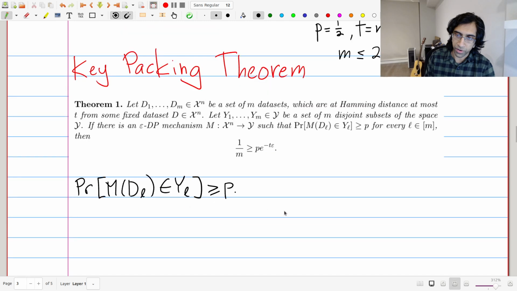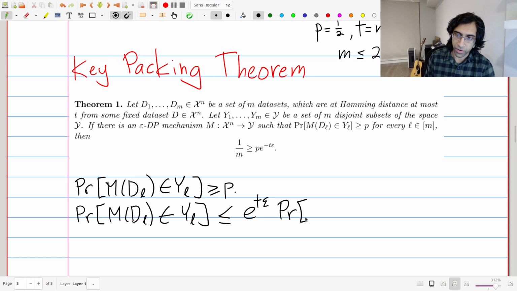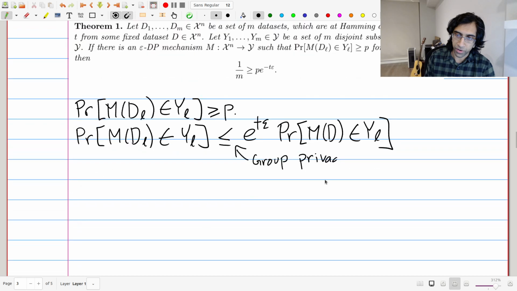So what does group privacy say? Group privacy says the following. It says that the probability that M on D_l is in the set is less than or equal to e to the t epsilon times the probability that M on D is in Y_l. So this is just literally the definition of differential privacy, where we invoked group privacy. And this is because, like I said, D and D_l are less than distance t times epsilon from each other. So putting that together with the previous thing, that tells us the following.